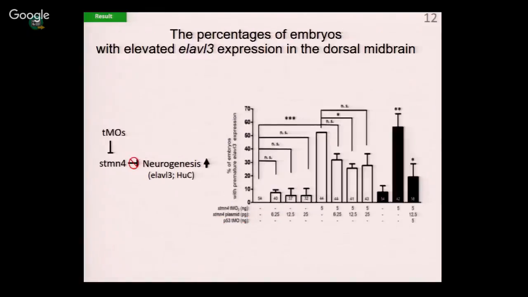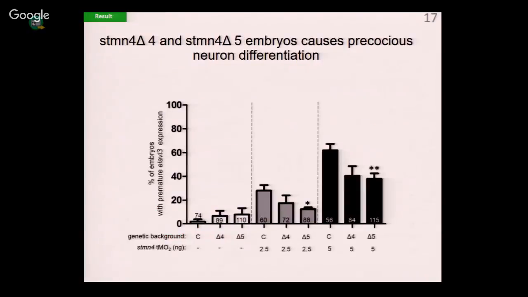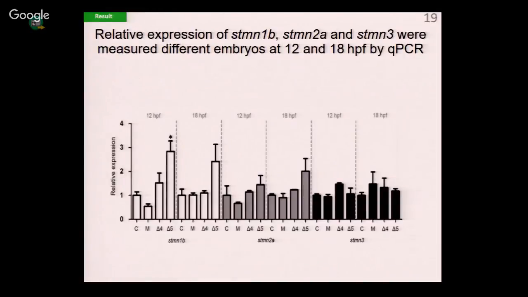I think yes, that part. So we can see from this data that when we have a STEM4 deletion, knockouts, we can see STEM1B has a relatively higher expression.